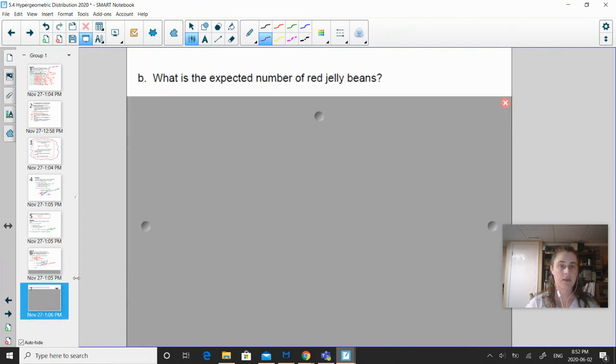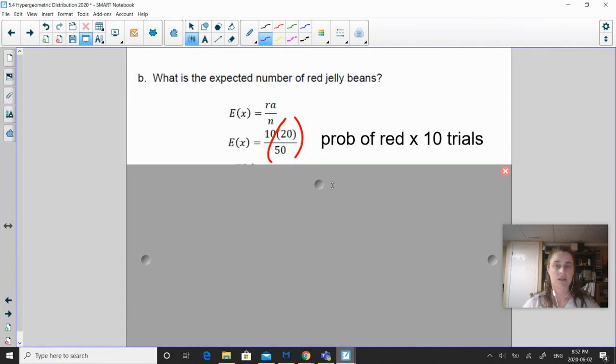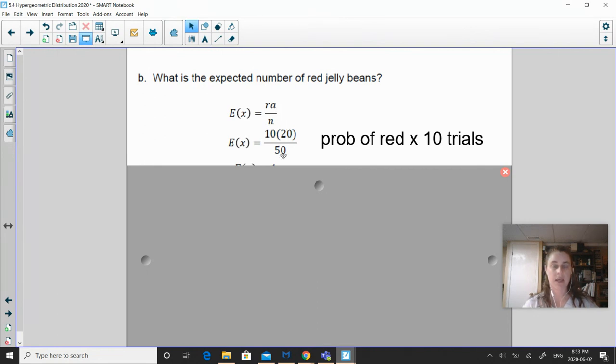Okay, and what would be the expected number of red jelly beans? So we just need here our 10 times 20, because R is the number of jelly beans we're choosing, A is the red jelly beans that we want, and N is 50, the total number of jelly beans.